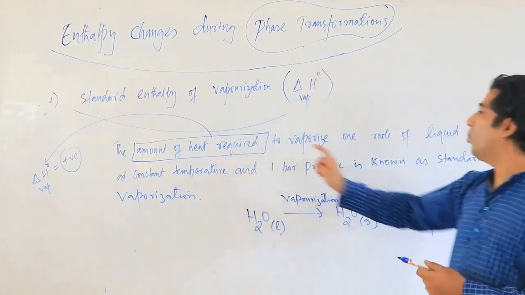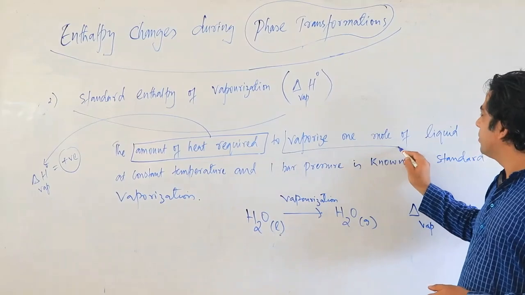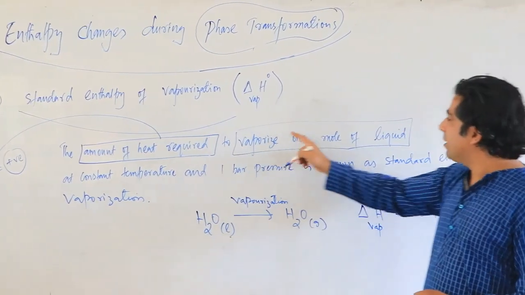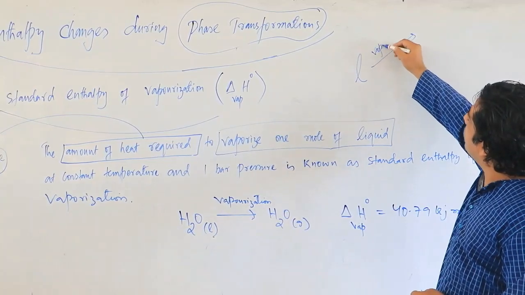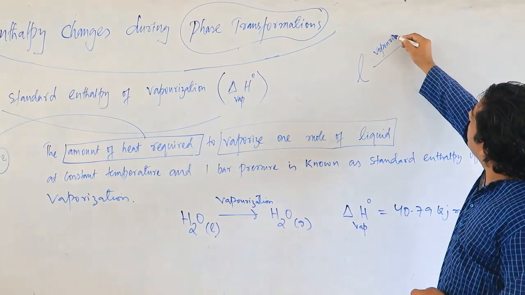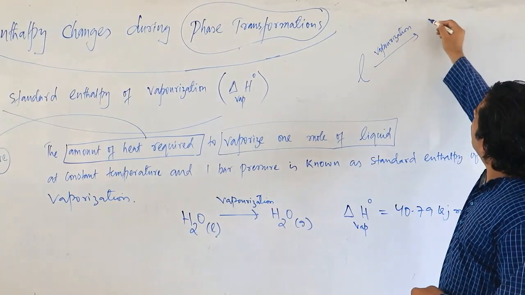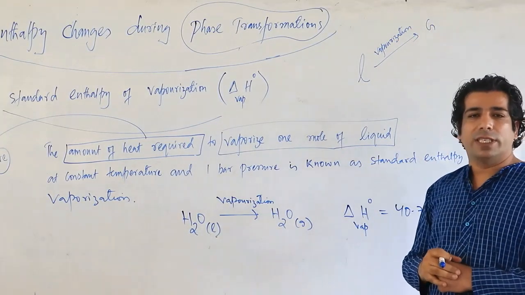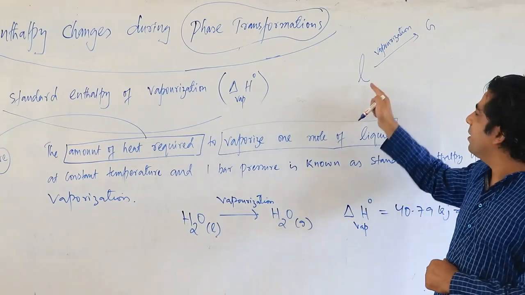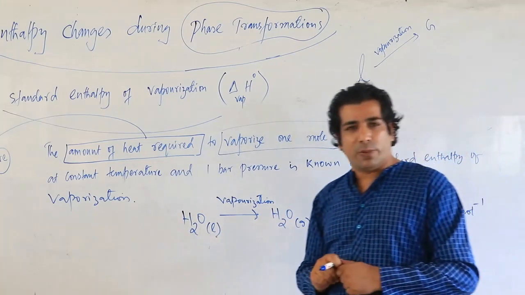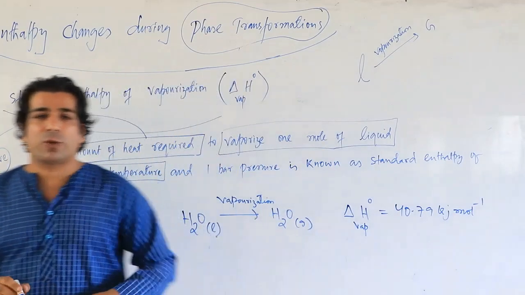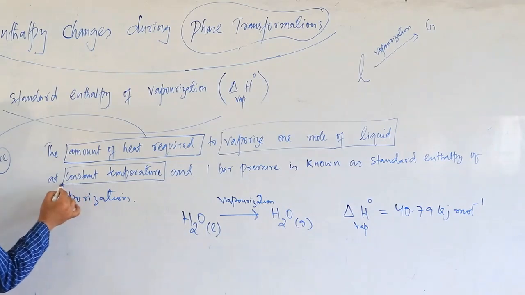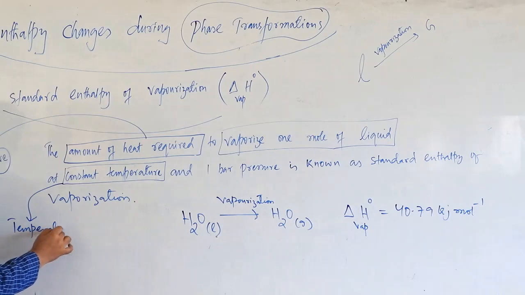So, the amount of heat required to vaporize 1 mole of liquid. That means you have to take 1 mole of liquid and vaporize it, and once you do, it will convert into gas. So you are converting liquid into gas by supplying the heat. So it's an endothermic process at constant temperature, my dear friends. Remember, this constant temperature is your temperature of interest for this process.